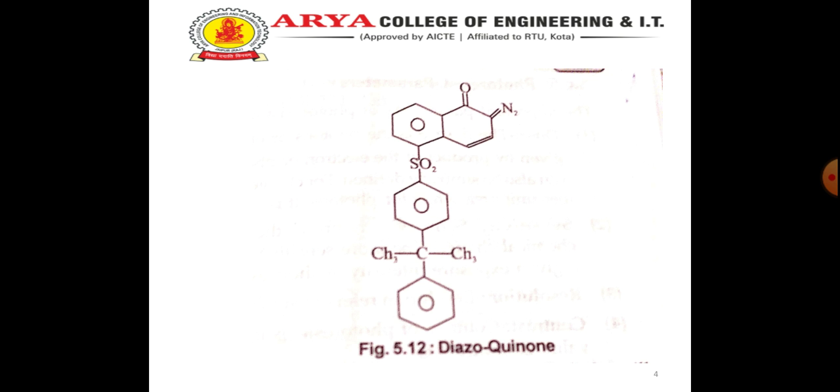Now, diazoquinone. The structure of diazoquinone is shown in the figure. The part of the molecule from SO2 down, which includes the two lower aromatic rings, is specific to particular resist manufacturers and plays only a secondary role in the exposure process.